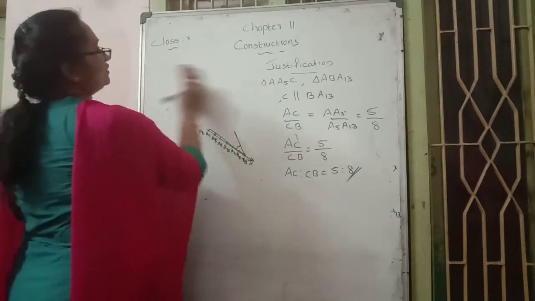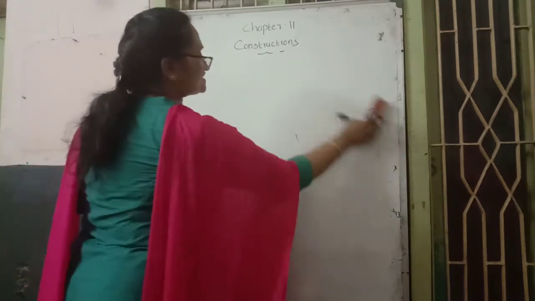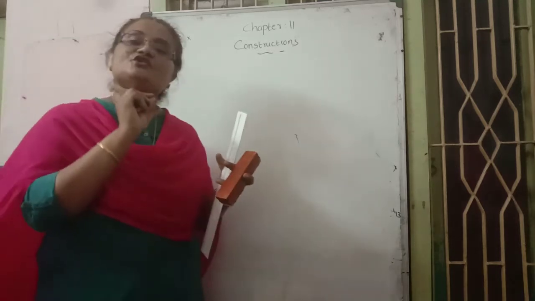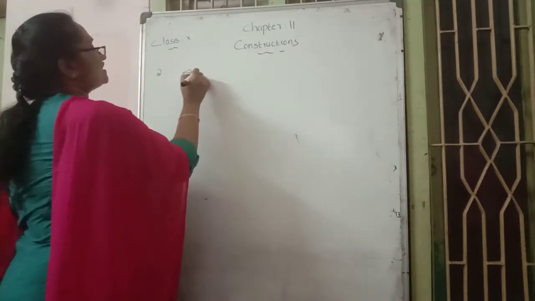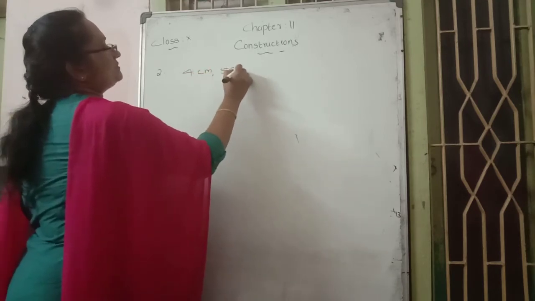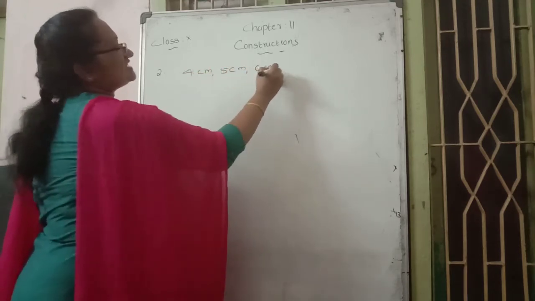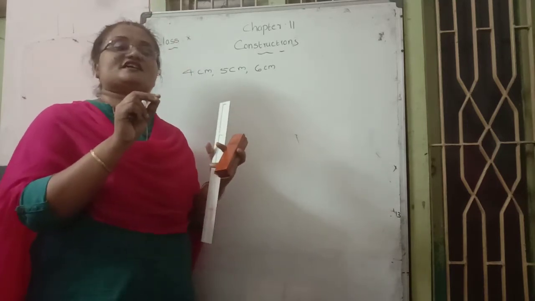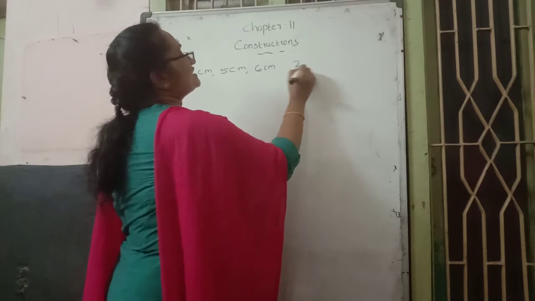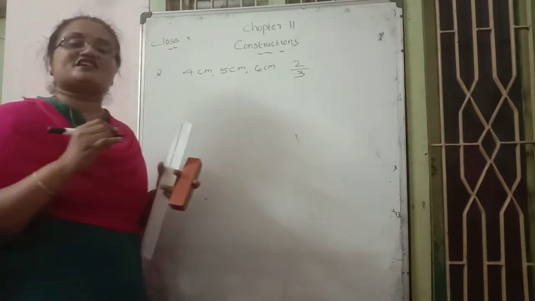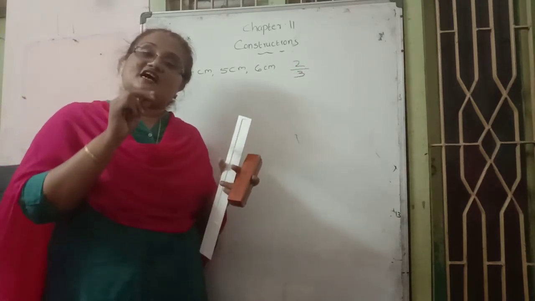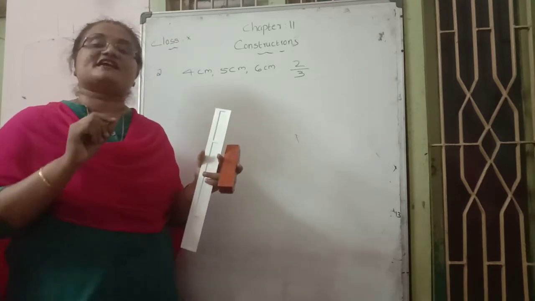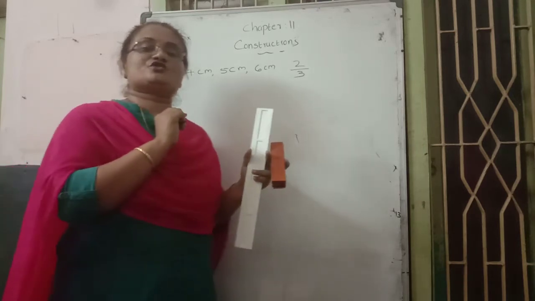Then the next, second question. The second question is about constructing a triangle. The measurements are given: 4 centimeter, 5 centimeter, 6 centimeter. The side measurements are given, and the scale factor is also given. The scale factor they gave is 2 by 3. Then they ask to draw a similar triangle, with scale factor 2 by 3.